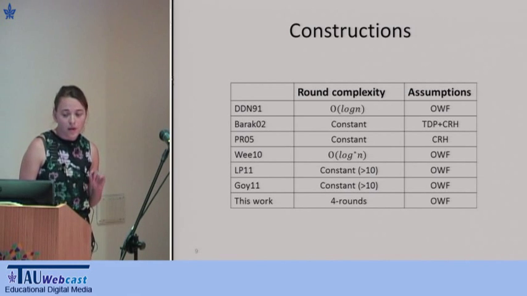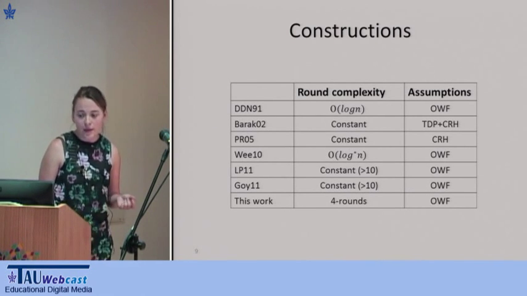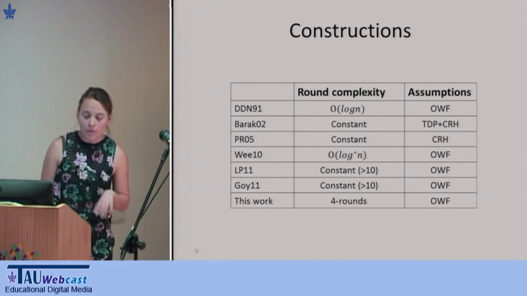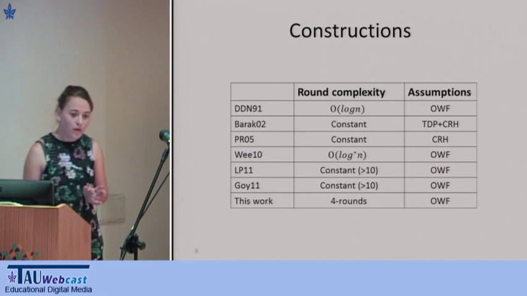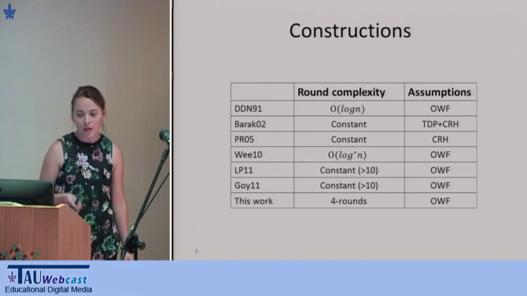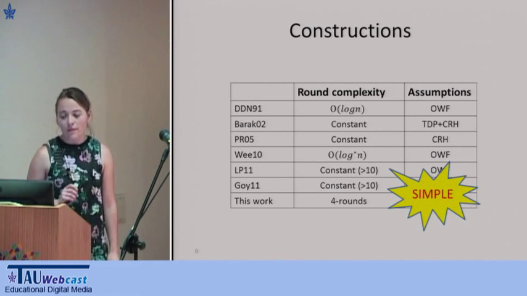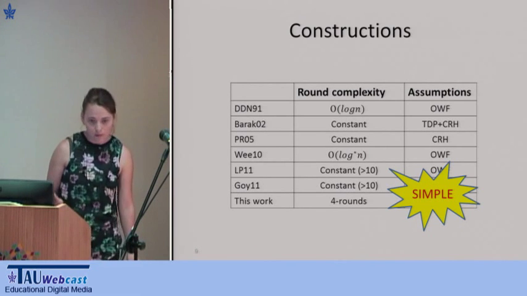And recently, there are two protocols by Lin, Pass, and Goyal that give constant round non-malleable commitments from any one-way function. And the constant is above 10. Okay? So in this work, what we will see is 4 rounds non-malleable commitments from any one-way function. And the protocol is very simple, it is efficient, and in fact, we're implementing it right now.